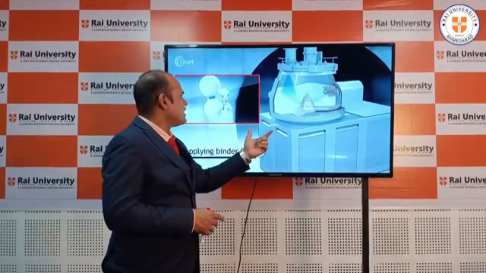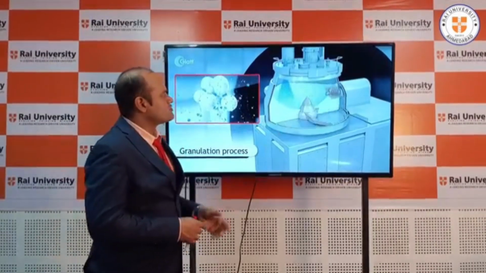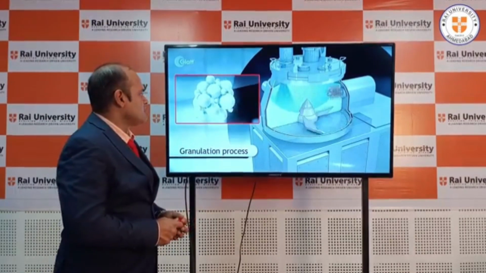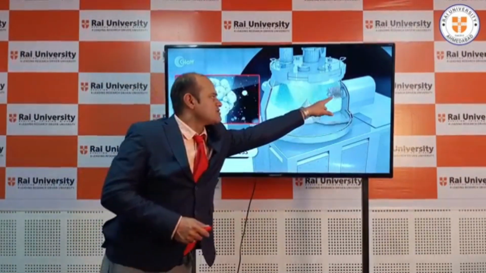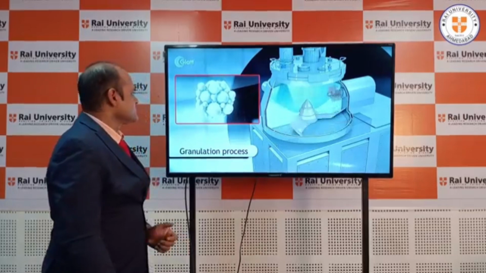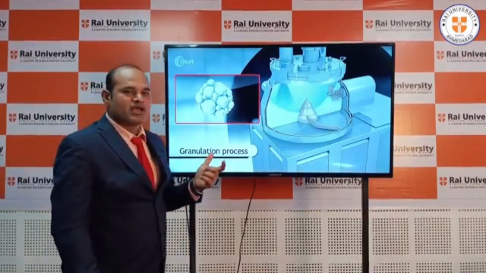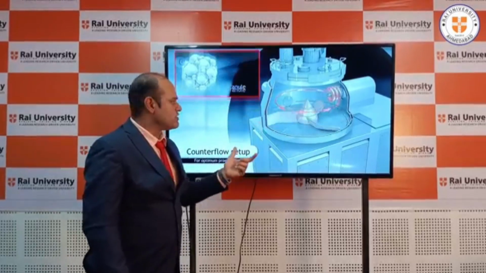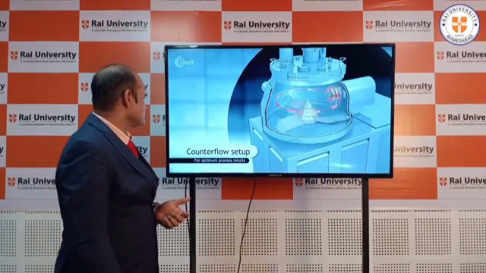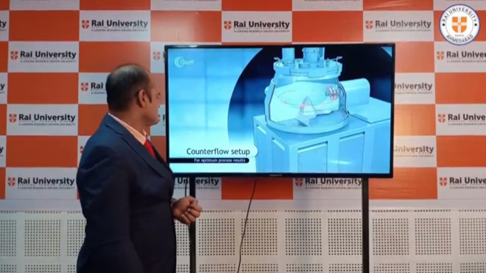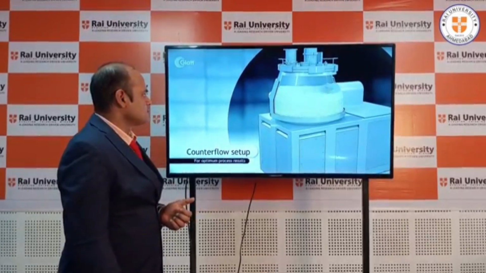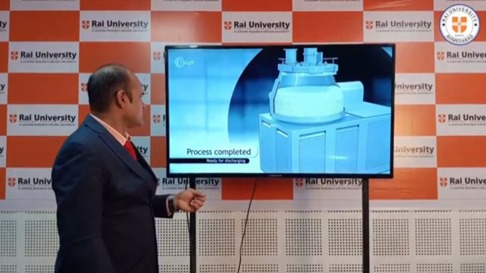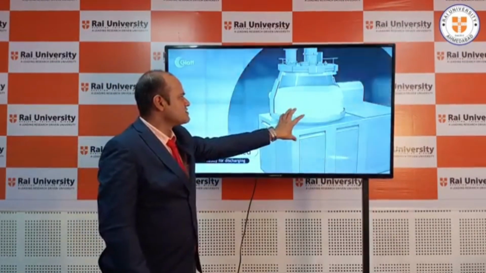Then we'll go for applying binders. Binder solutions are applied here. This is called the impeller and this is called the chopper. The granulation process will continue and we'll get the wet granules. Here we'll get the wet granules once the binder solution has been added completely. Next we will discharge all the materials, the wet granules.